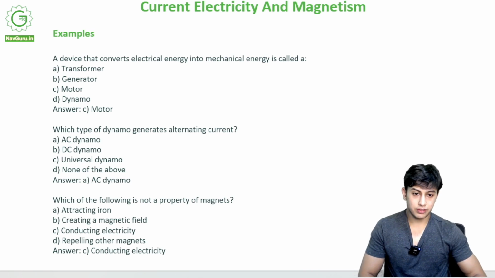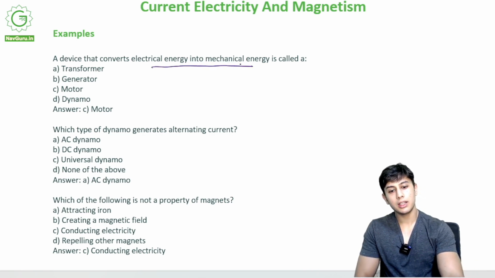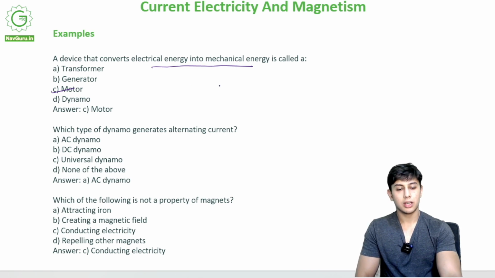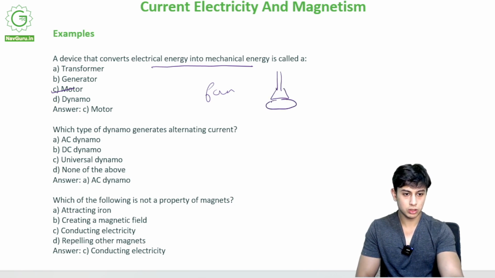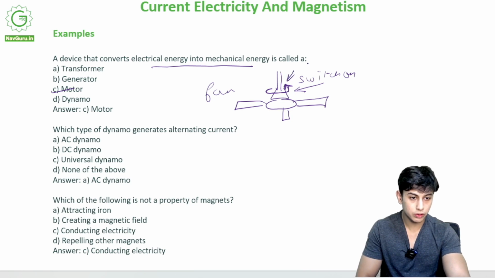A device that converts electrical energy into mechanical energy is called what? Electrical to mechanical, it's a motor. If you remember a fan, a fan is somewhat like this, if I'm not wrong. Switch on, you see it rotates. See this arrow, it is rotating in this direction. How does this happen? There is a motor over here.